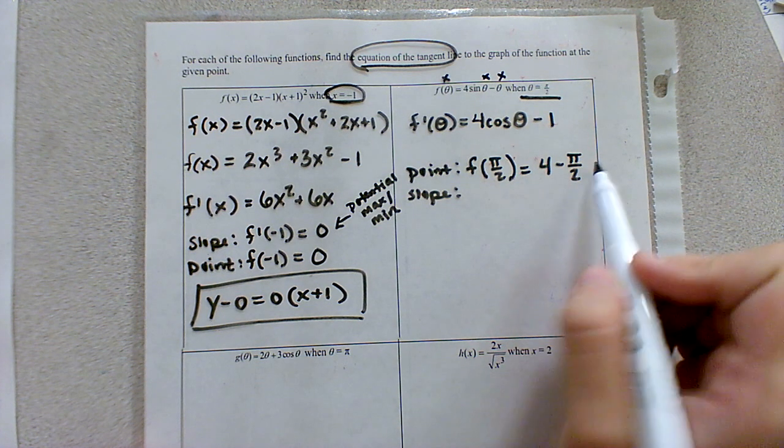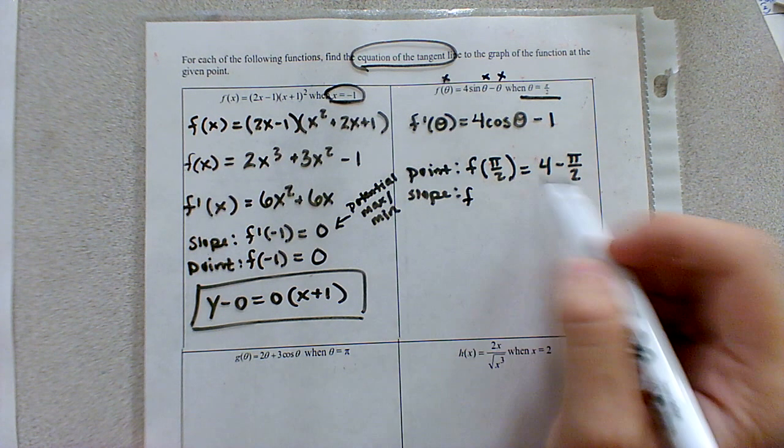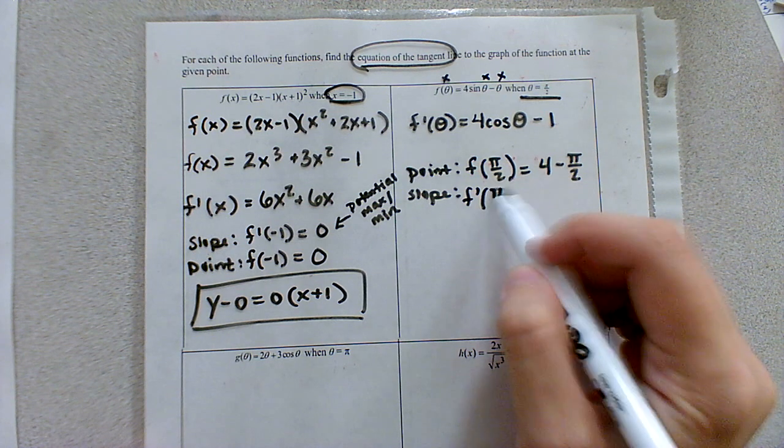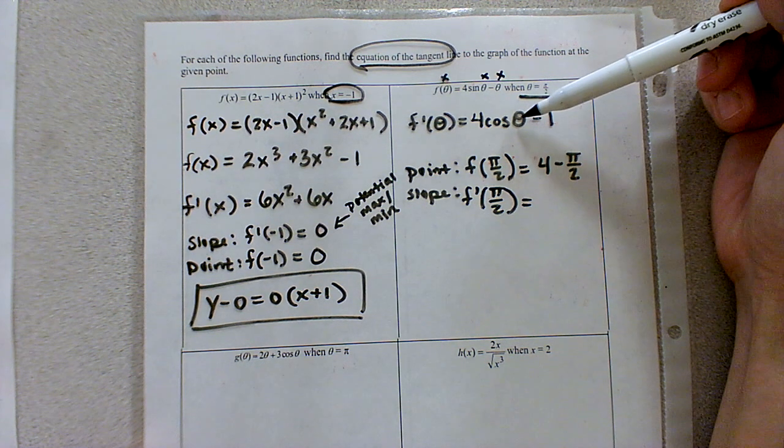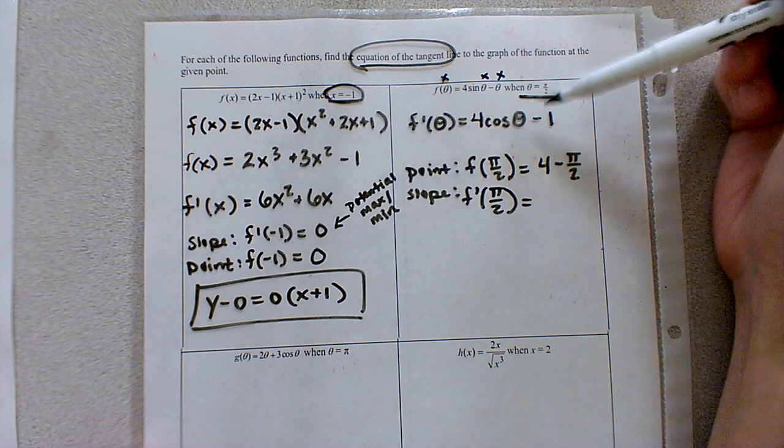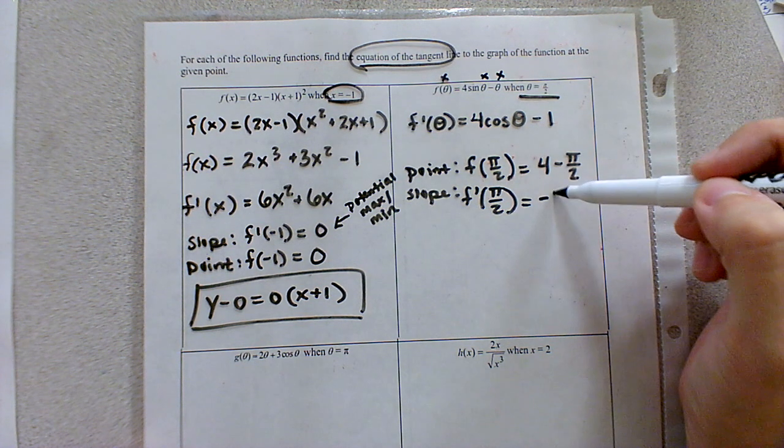You could get a common denominator and simplify if you'd like to, but you can leave it like that as well. Let's check out our slope. So cosine of pi over 2 is 0, times 4 is still 0, minus 1 is -1.